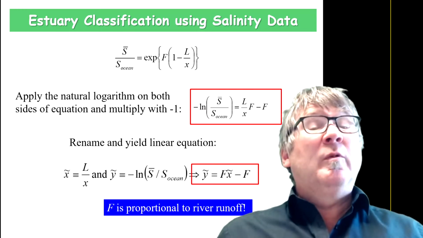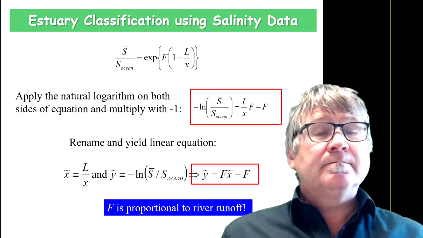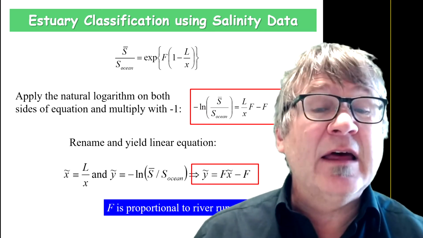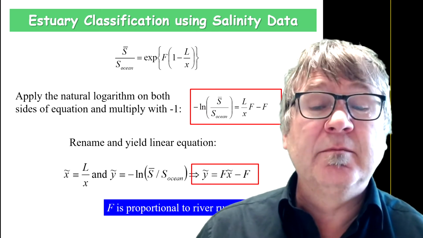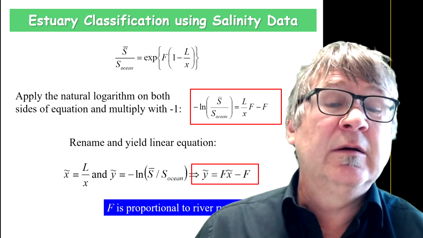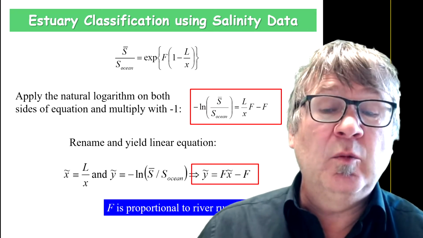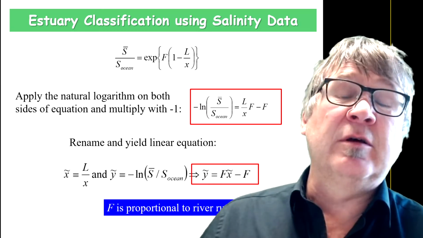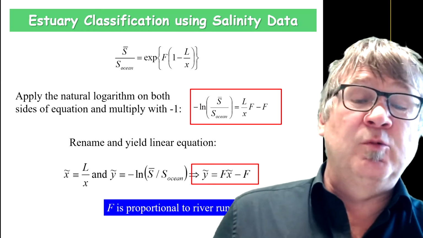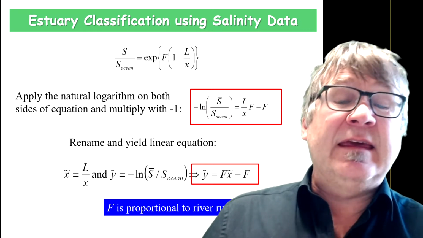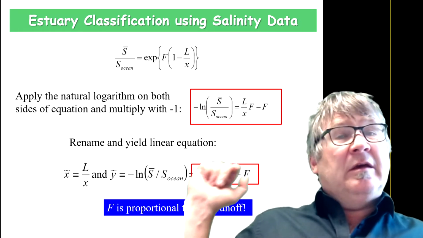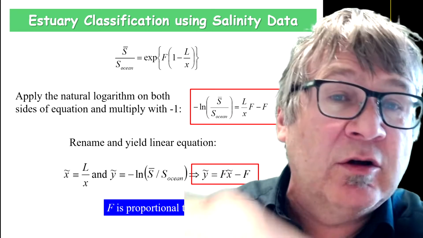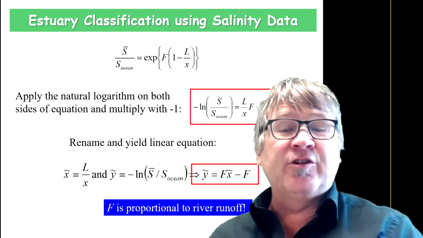We do something more. We rename the left-hand side and call this y with a tilde symbol on top. We just rename what's on the left-hand side and write it down as y. And the L over x, we call it a new x, also with a little symbol on top.